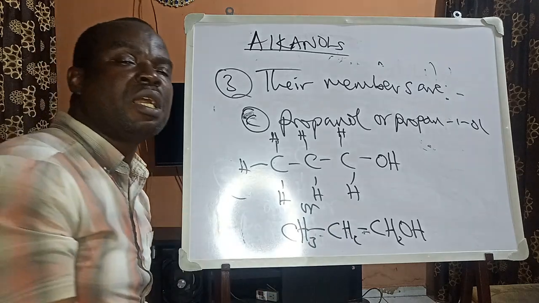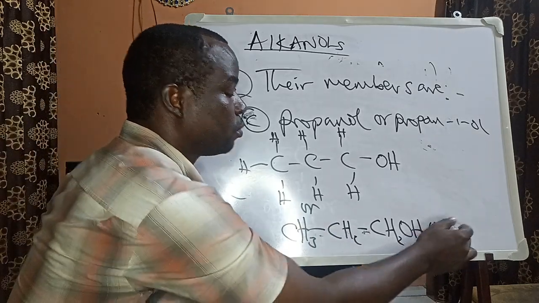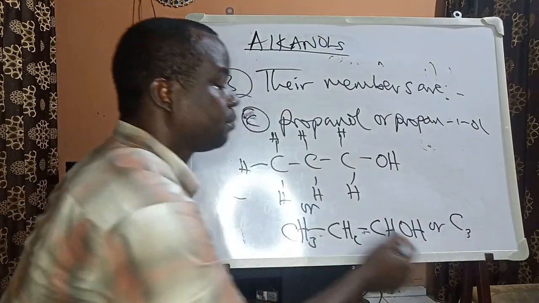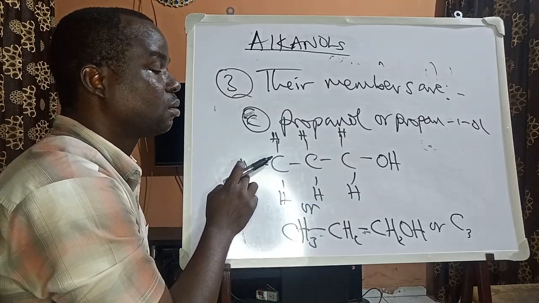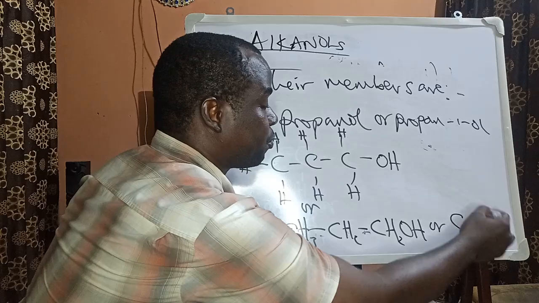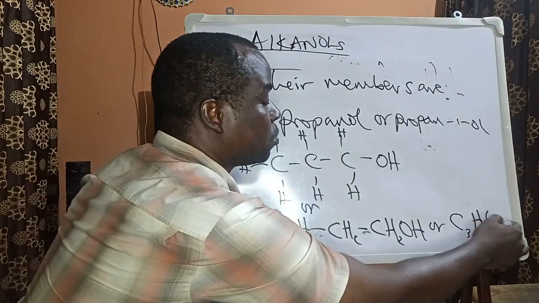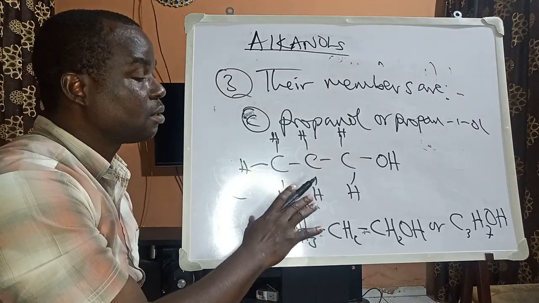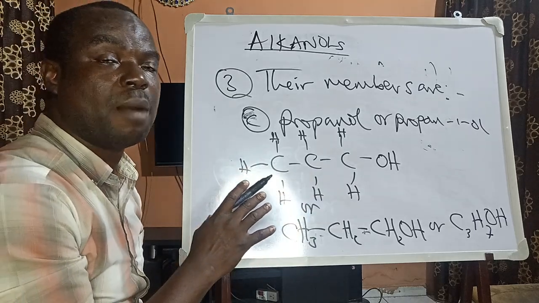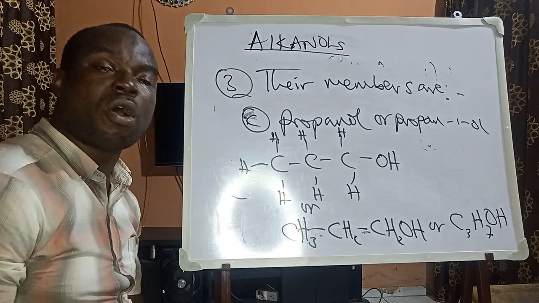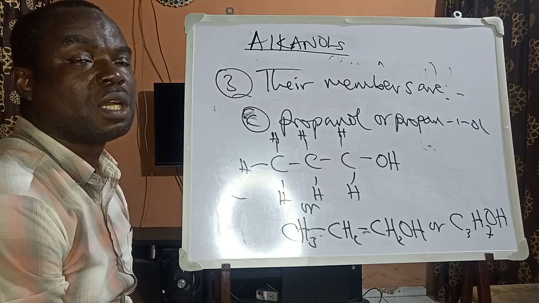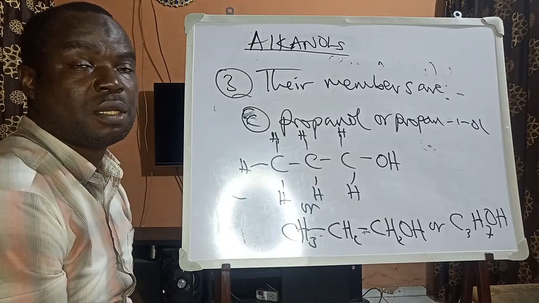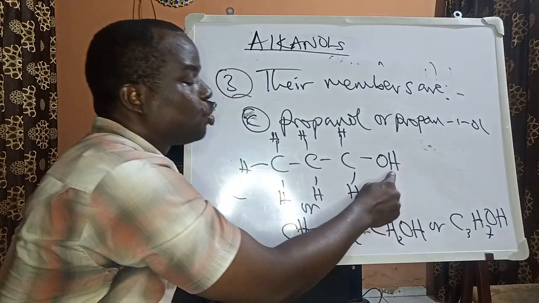Then you can do it this way also. Count the carbon atoms: 1, 2, 3. That is C3. Then count the hydrogen atoms: 1, 2, 3, 4, 5, 6, 7. That is 7 hydrogen atoms. Then now bring down OH. Is it clear? Now, these are the 3 ways you can do propanol. Now, to round off this video very quickly, I will show you another way in which you can do this. The 1-ol here means that the OH is on carbon number 1.